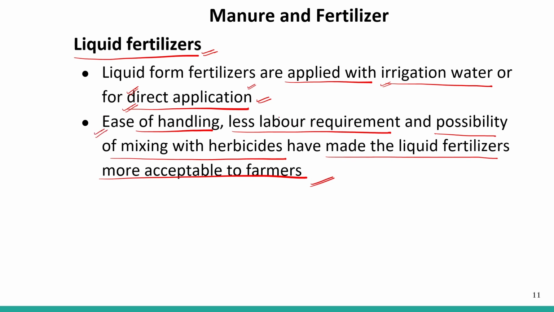It is easy to do, and it requires less labor because you are just mixing with the irrigation water. This type of fertilizer is added to the irrigation water, so you do not have to roam all over the field and spread the granules or the crystals or the powder form, that is the solid form of fertilizer, right? That requires a lot of labor to spread all over the crop field.